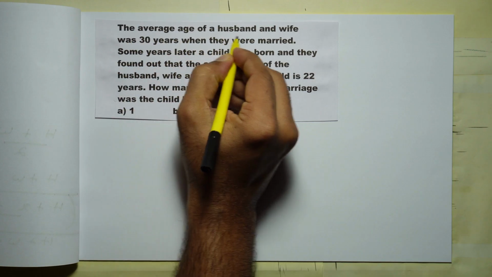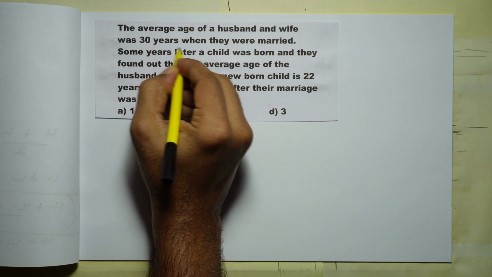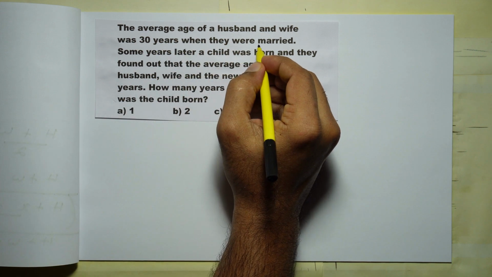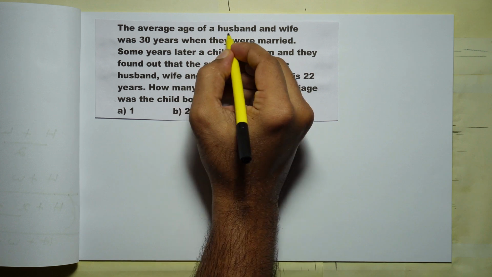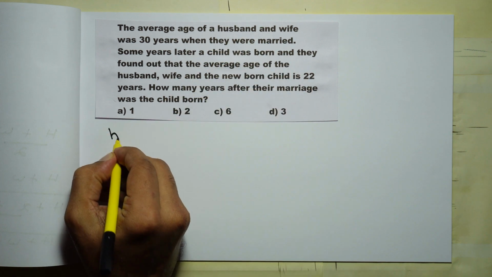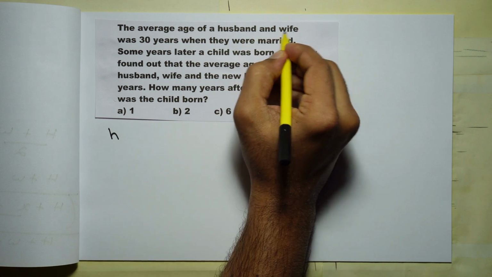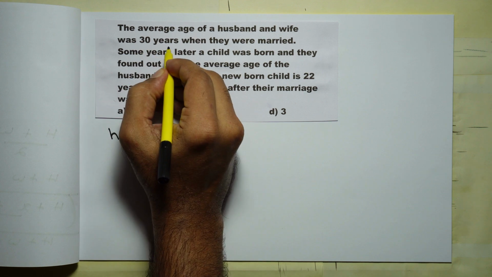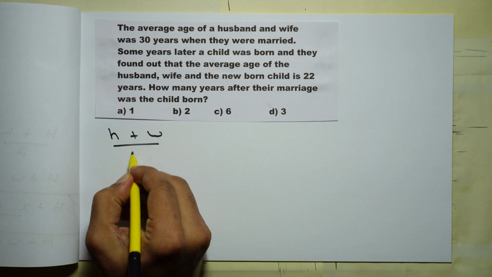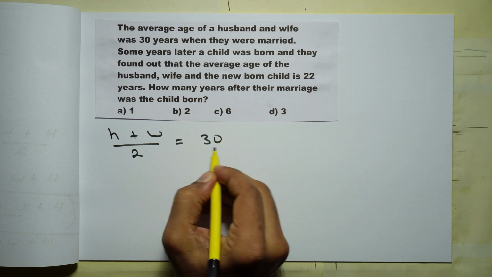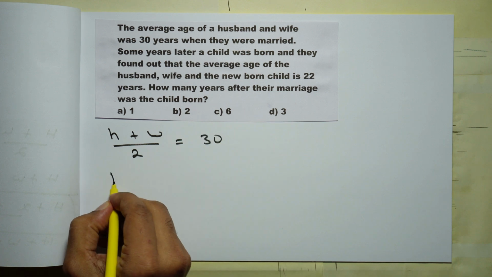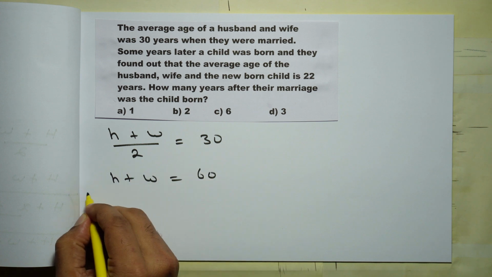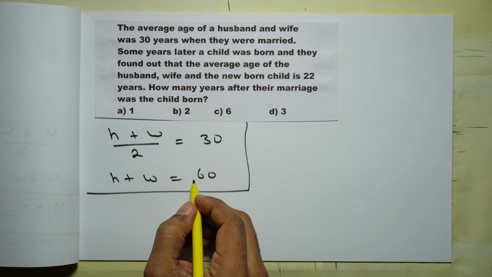The average age of a husband and wife was 30 years when they were married. So we'll form the equation for that. Now we will assume that the age of the husband when he was married is H and the age of the wife when she was married is W. And their average was 30 years. So their sum divided by two numbers, and that average is equal to 30. So from this equation you will get H plus W is equal to 2 into 30, 60. So this is the first equation that we get.